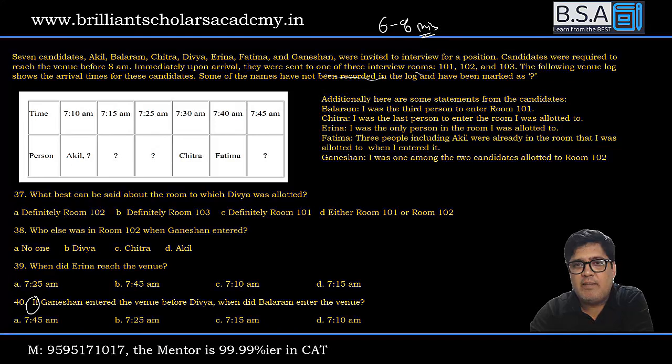Additionally, there were some statements from the candidates. Balram: I was the third person to enter room 101. Chitra: I was the last person to enter the room I was allotted to. Chitra says, whichever room I went, I was the last person. Arina: I was the only person in the room I was allotted to. Fatima: 3 people including Akhil were already in the room that I was allotted to when I entered. Ganeshan: I was one among the 2 candidates allotted to room 102.